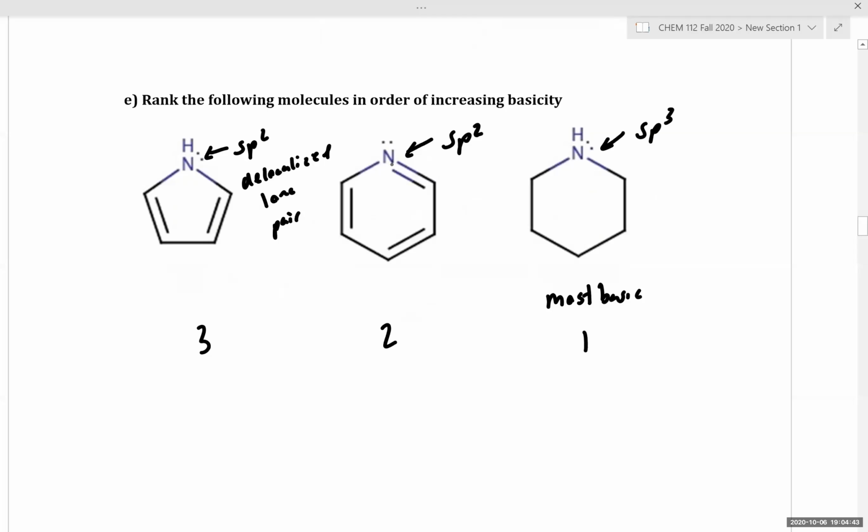As such, our sp2 and localized lone pair will be our next most basic, followed by our sp2 delocalized lone pair, giving us the following ranking. Does this make sense? Yep. Perfect, perfect.